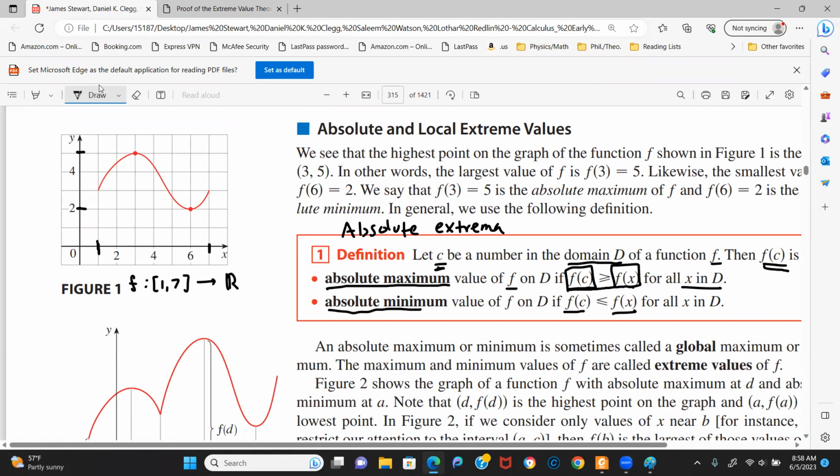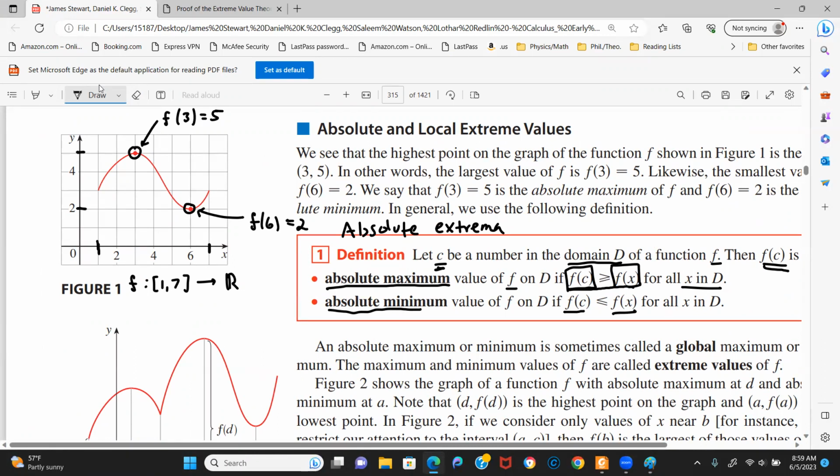doesn't matter. But you can see that geometrically, intuitively, this point right here should correspond to a maximum, and this point should correspond to a minimum. So this point right here would be f of 3, and I guess it equals 5. This point right here would correspond to f of 6, and it equals 2.